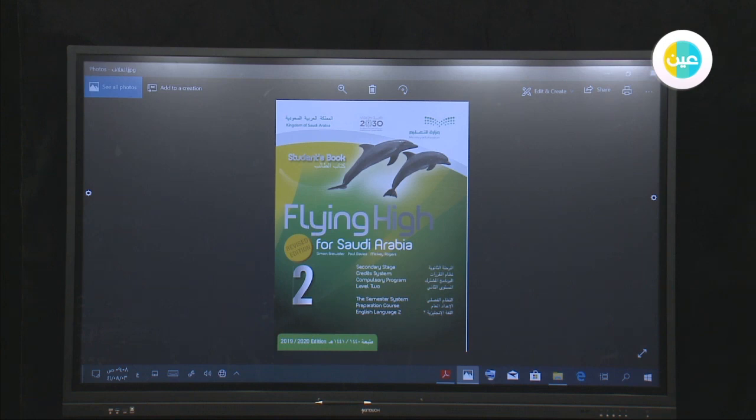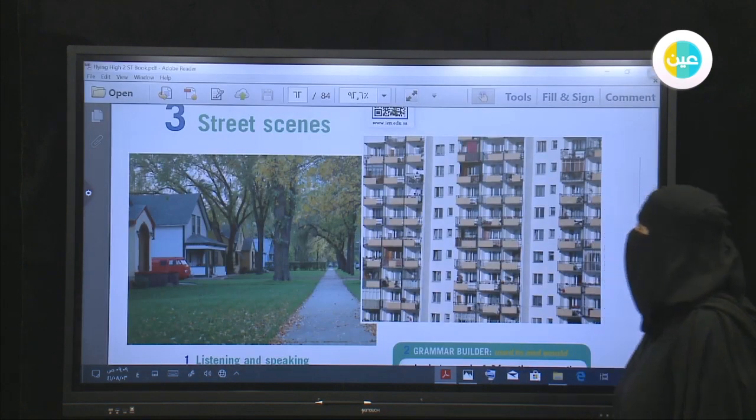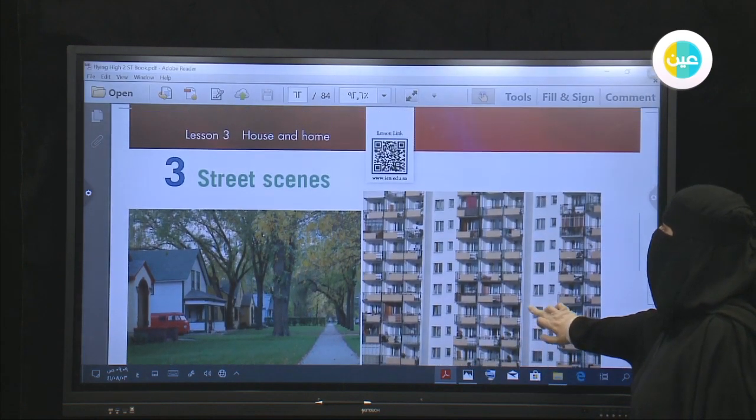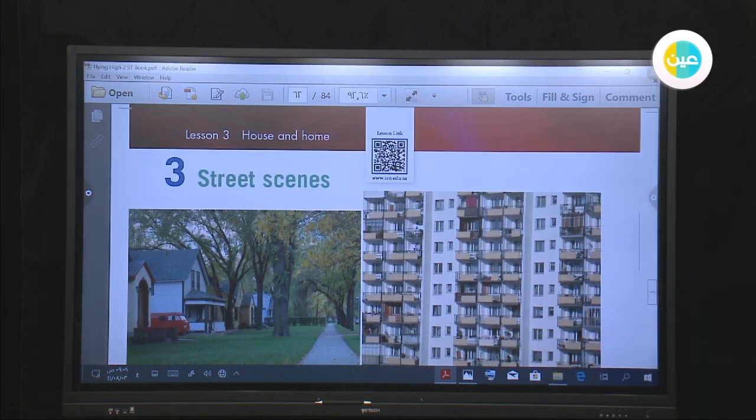Today, inshallah, we are gonna take Flying High 2 for the second level of the secondary stage. Our lesson will be Unit 7, Lesson 3. House and home.